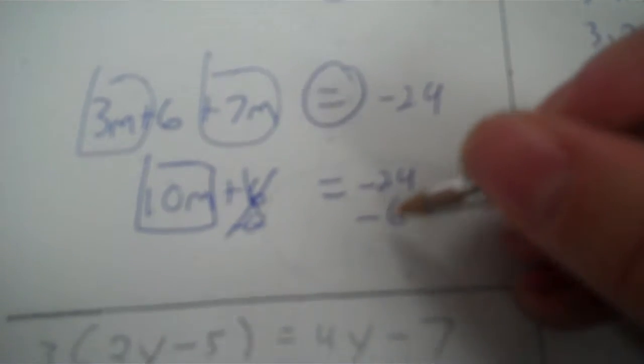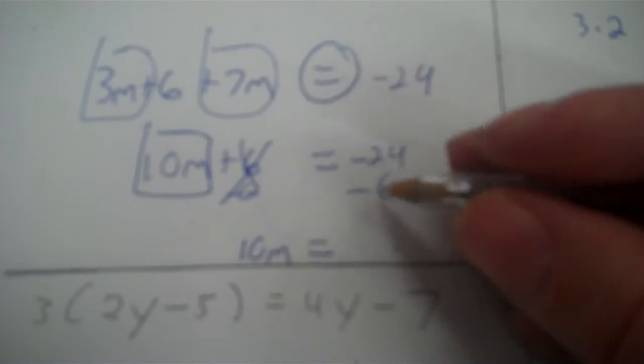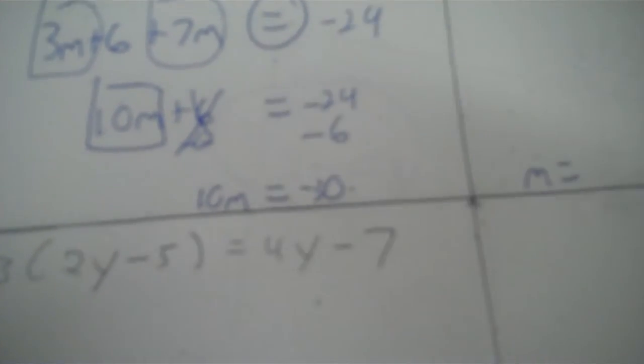Move the 6 over, subtract. So we got 10 times m over here, and over here 10 times m is going to equal negative 24 minus 6, which is negative 30. So I divide both sides by 10, and I get negative 3.